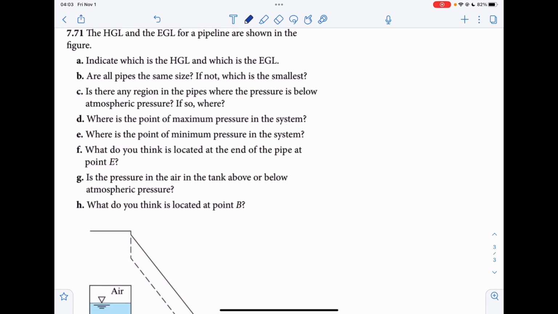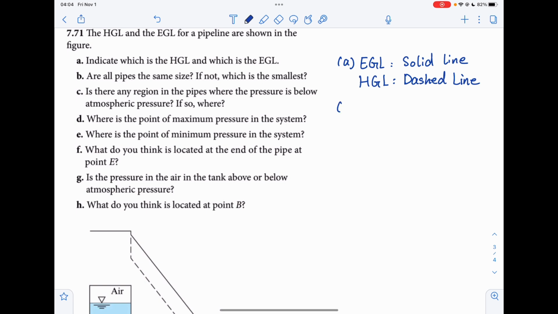So for part A, the energy grid line is the solid one, and the hydraulic grid line is the dashed line.